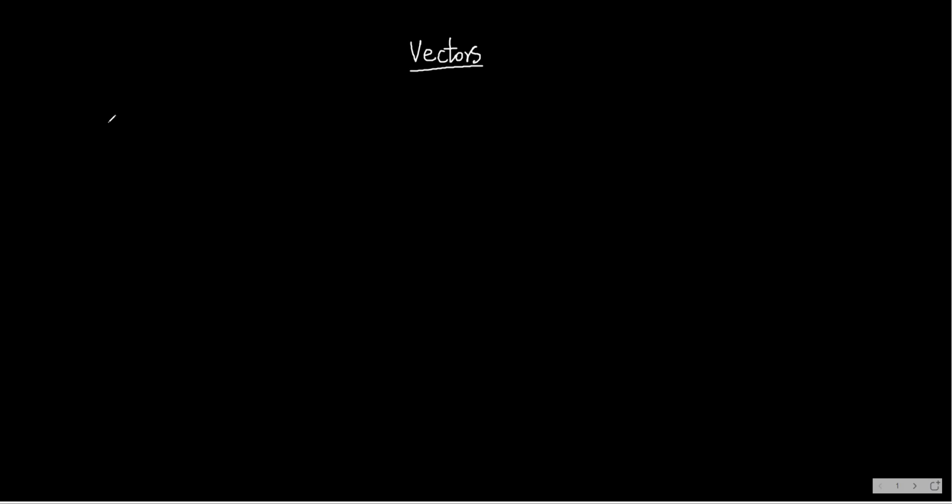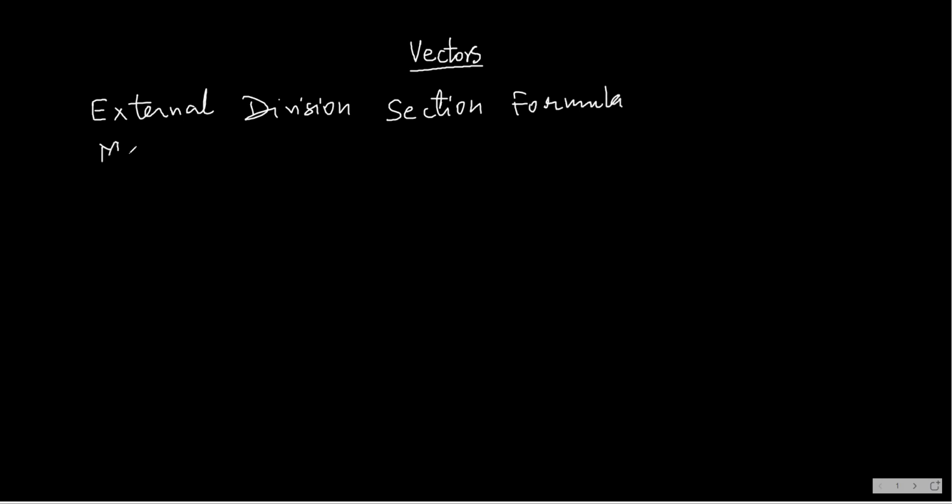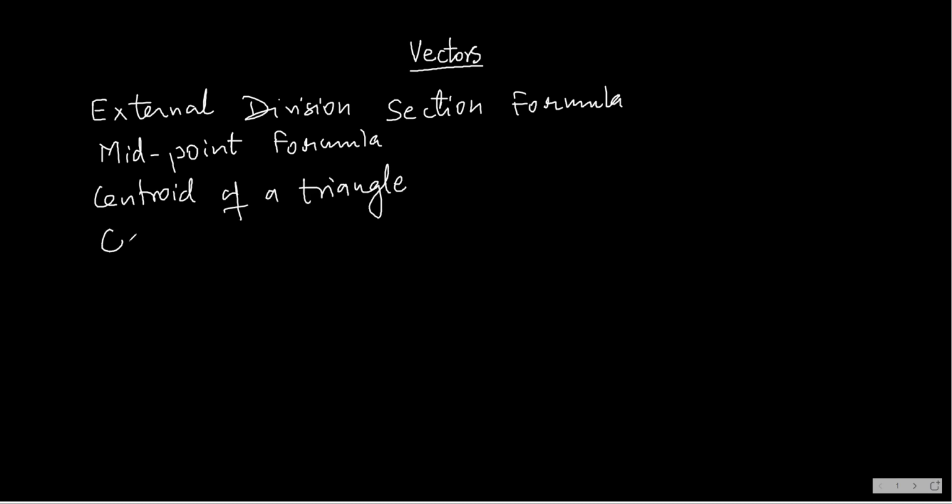In this lecture we are going to take external division section formula. We will take midpoint formula. Then we will take the centroid of a triangle and centroid of a tetrahedron. So we are going to see these formulae in this lecture. So let us begin with external division section formula.